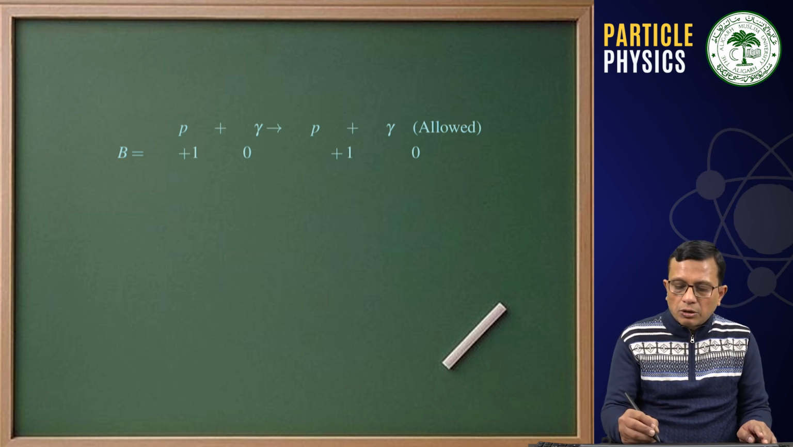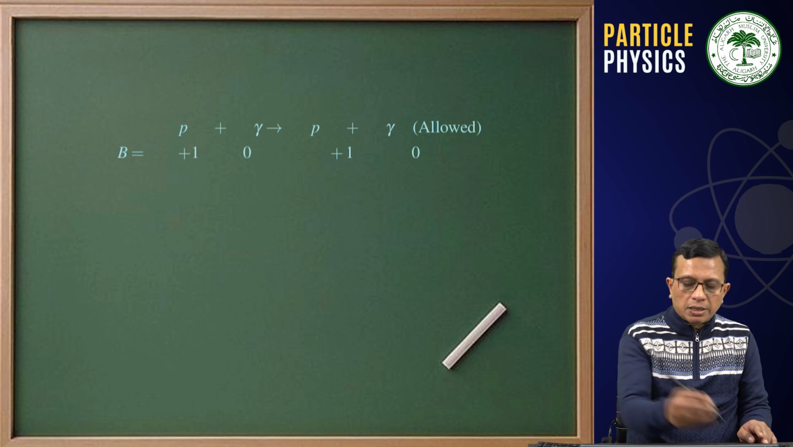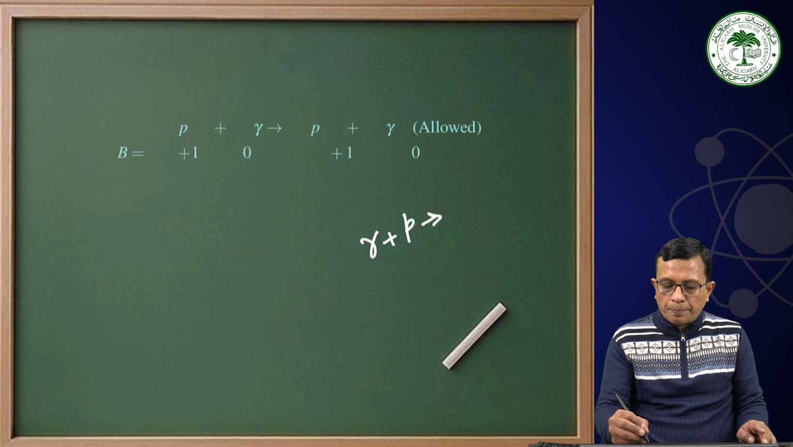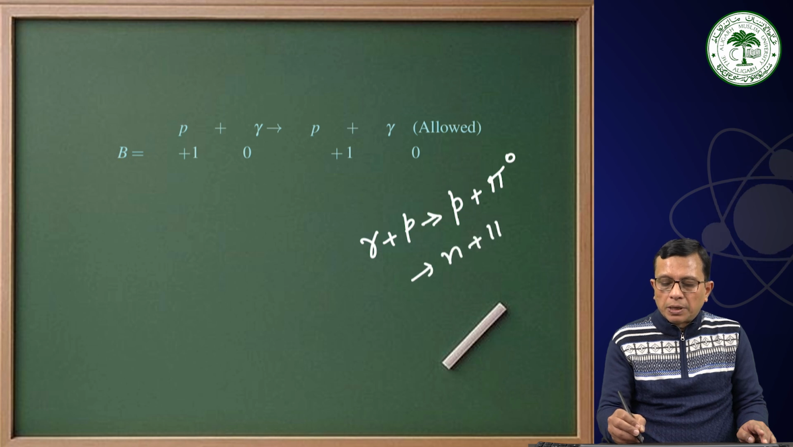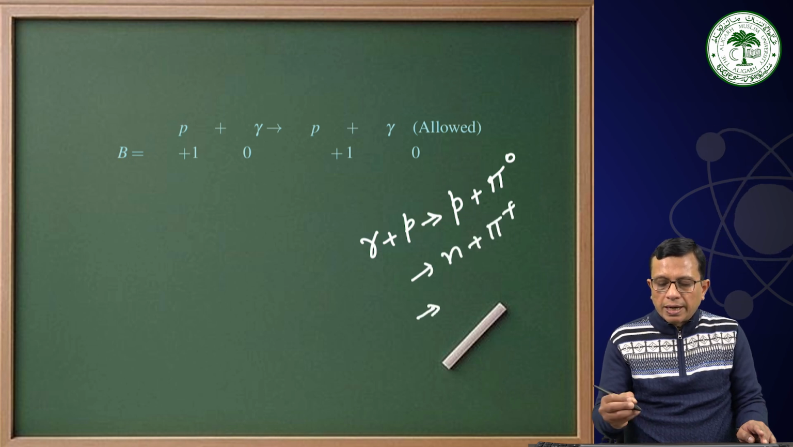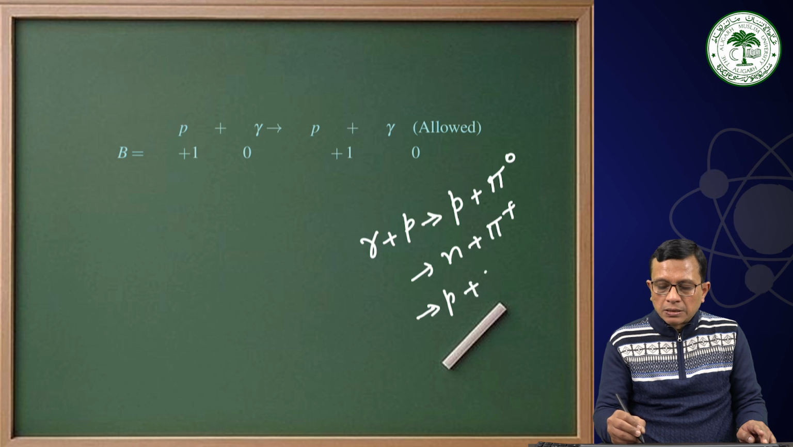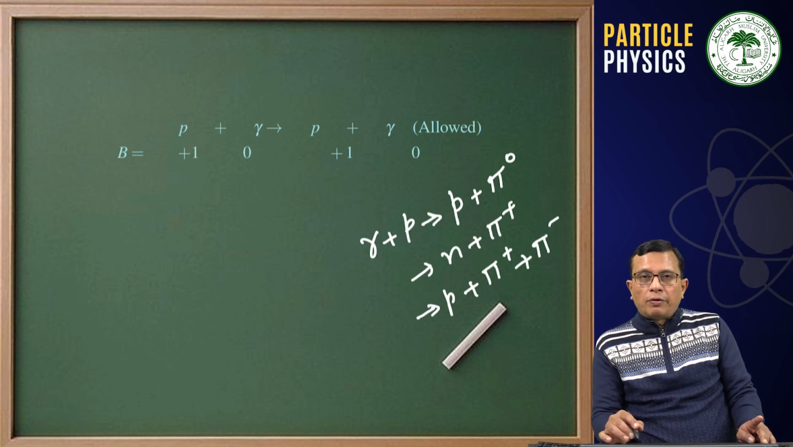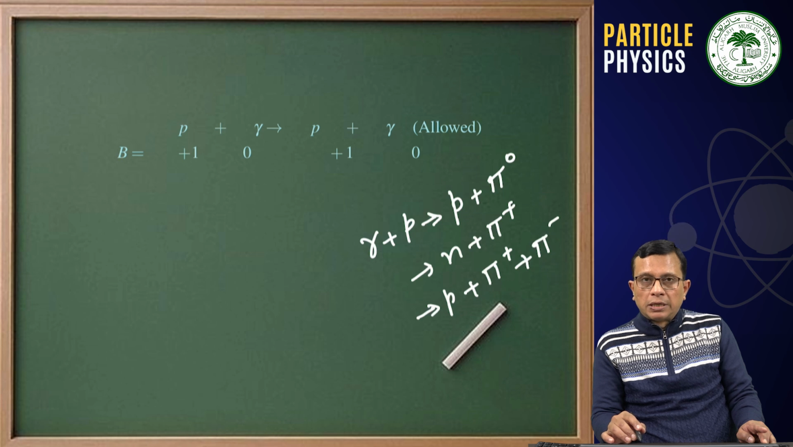Equivalently we can also think of a reaction like gamma plus P going to, say, P plus pi 0, or N plus pi plus, or we can think of P plus pi plus pi minus. As you can see, for the reactions which I am writing, I am taking care of the fact that the charge should be conserved because that is given by nature.